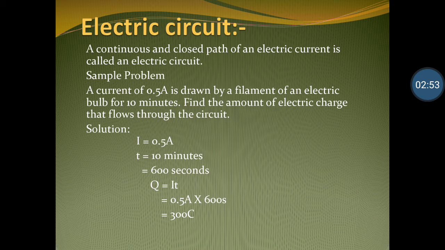Electric circuit. A continuous and closed path of an electric current is called an electric circuit.